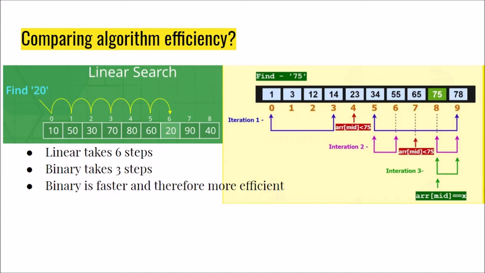Whereas in the binary search on the right, we're actually looking for the number 75, and 75 is in location 8. But it doesn't take 8 steps like linear search. If we were using linear search, it would take 8 steps, but we're using binary. With binary, you can see it's a lot faster because it only takes 3 steps by comparing those midpoints. So iteration 1, 2, and 3. Binary search is faster and therefore more efficient because we're taking less time and less memory. And let's see the next one.